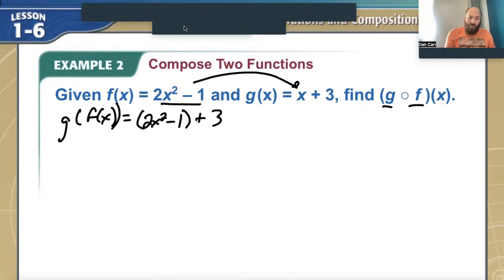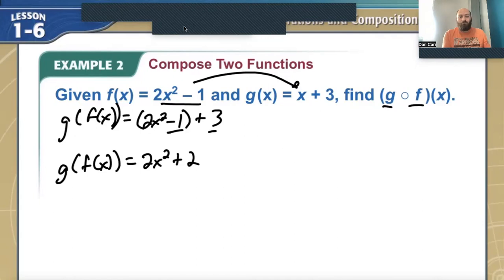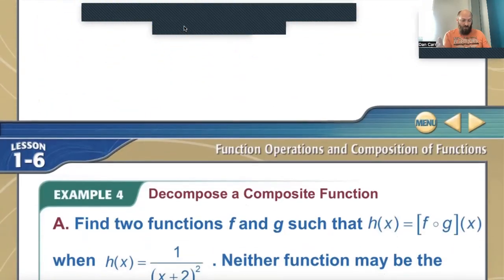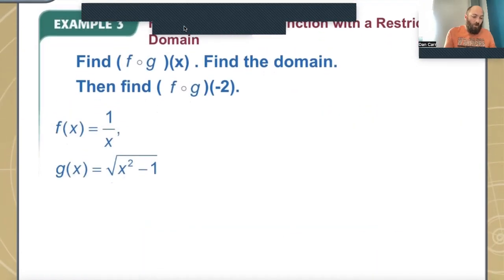Last step is just to simplify where I can. There are no other operations to do besides minus 1 plus 3. So to simplify this, that'll be g of f of x equal to 2x squared plus 2. And that's it. No other follow-up questions on this one. So let's move on to, is it our last? Nope, not quite. Move on to the next one.